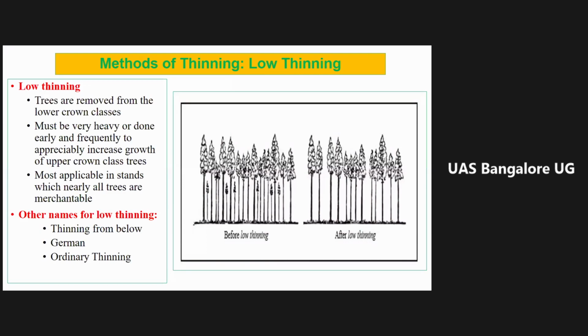So another thinning, and this is a very important method of thinning in silviculture, is low thinning. Trees are removed from the lower crown classes, that is mainly suppressed trees. Lower classes mean the intermediate and the suppressed ones. These come under lower crown classes.